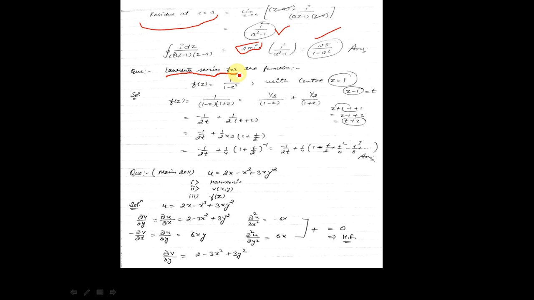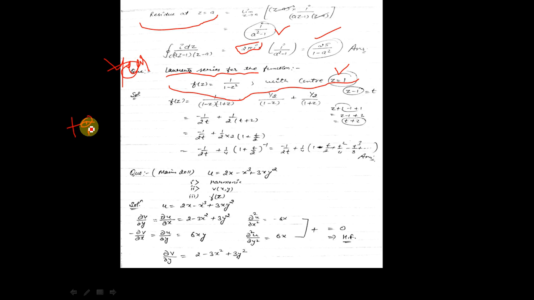The question was f of z equals 1 by 1 minus z square, with center at z equals 1. Here the center is given, z equal to 1, at the location of 1. But it has not mentioned the radius, whether it is 2 unit, 3 unit, 1 unit or half unit. We will not bother about that. We will proceed and just do the partial fraction.